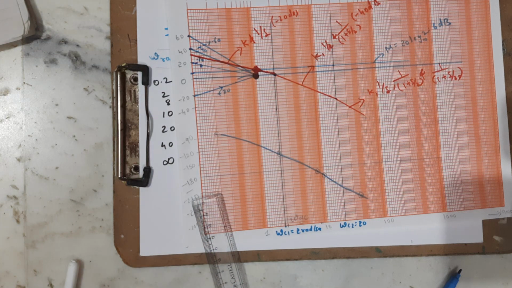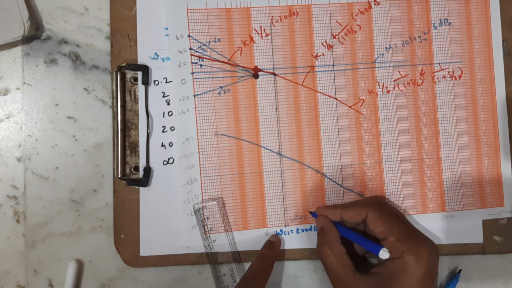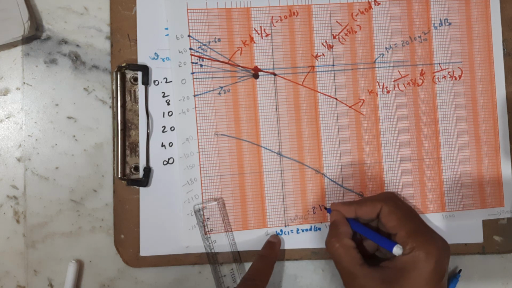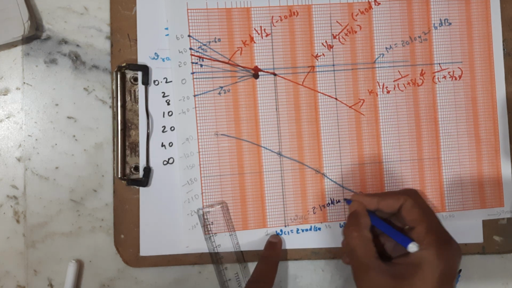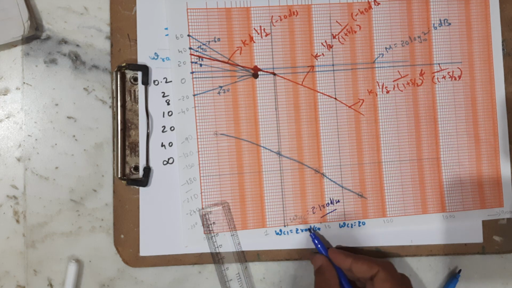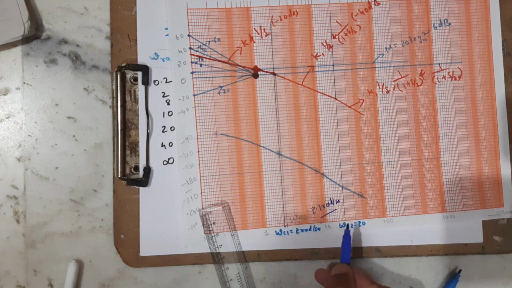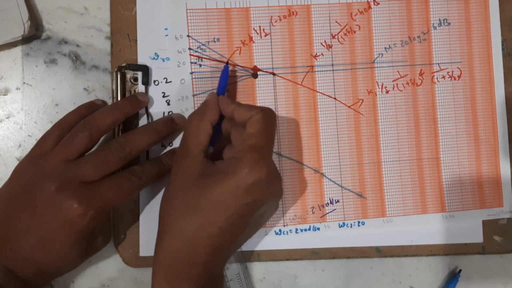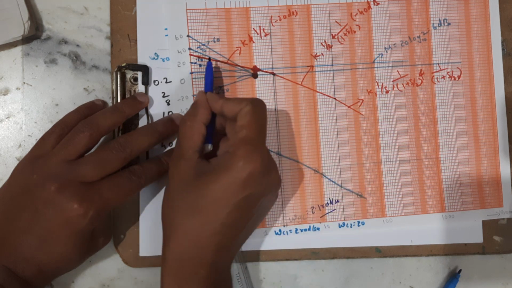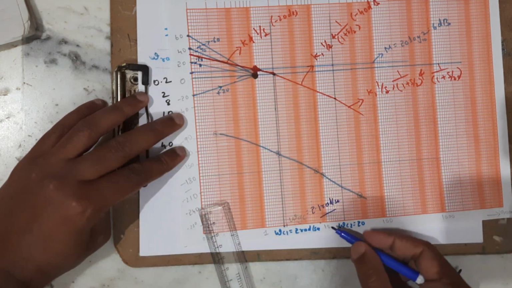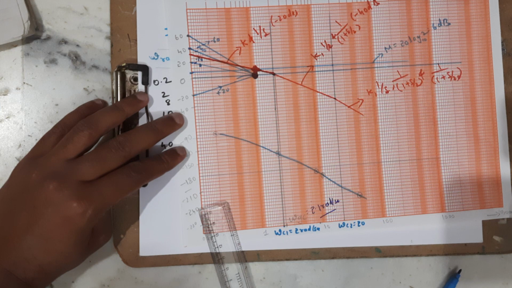Omega gc. How much is this omega gc? Approximately I am getting 2.1 radians per second. Okay, so what is omega gc? Gain crossover frequency. That means where the magnitude plot crosses the 0 dB line. So that is the omega gc.